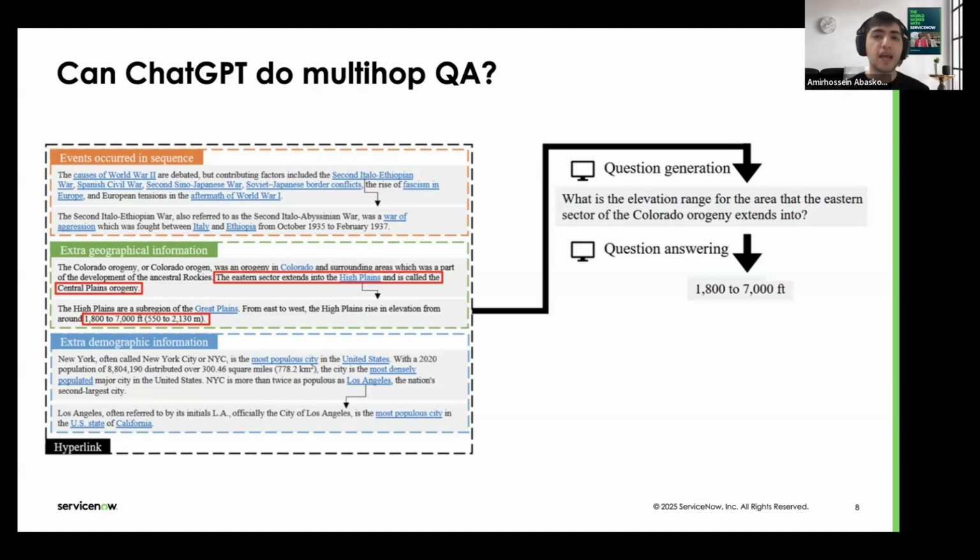The question here is, what is the elevation range for the area that the eastern sector of Colorado extends into? To answer the question, you need to find the pieces of information highlighted in red and put them together. Just a reminder, this is just multi-hop, not multimodal. We want to see if ChatGPT is good at answering multi-hop questions.